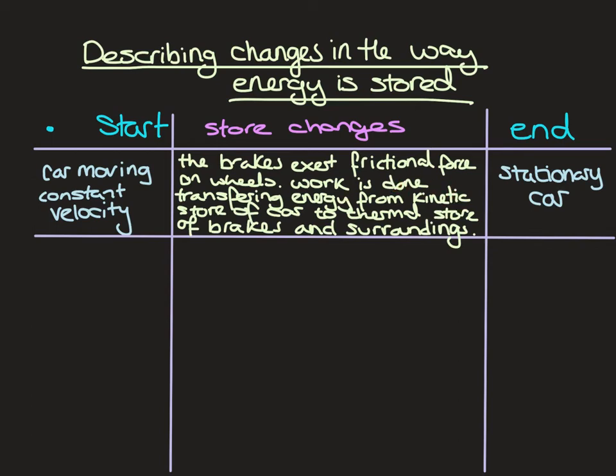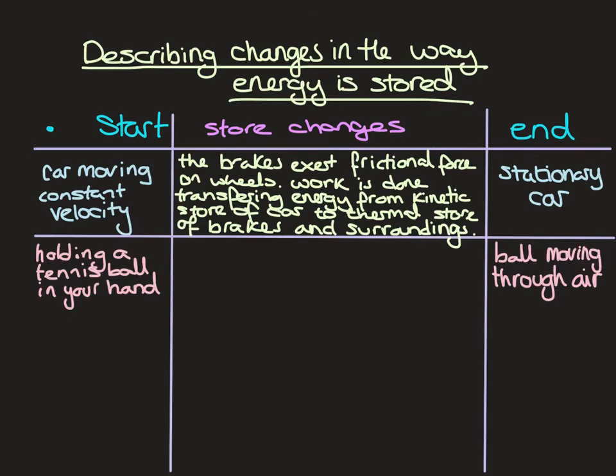And the brakes have done work on the wheels and transferred the energy from that kinetic store into a thermal store. The brakes are going to get hot. The wheels are going to get hot. So the brakes have done work via the frictional force acting on the wheels, and the energy is transferred from the kinetic store to the thermal store of the brakes and the thermal store of the surroundings.